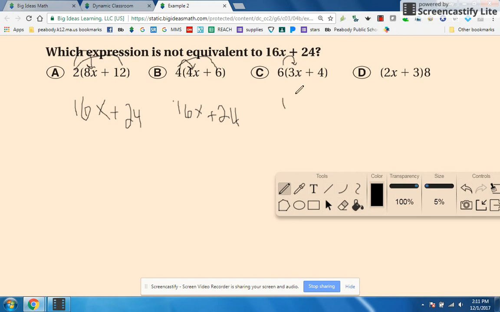Try this one. 6 times 3 is 18x. 6 times 4 is 24. Bring down the plus sign. So this looks like it's going to be the one that doesn't belong. But let's just double check. This is written backwards, but you do it the same way. 8 times 3 is 24. And then do it this way. 8 times 2 is 16x. Bring down the plus sign. So this part C here is the only one that's different. The rest are all different ways of factoring the expression. Some are using the GCF and some are just using common factors. But either way, this is the one that doesn't belong.